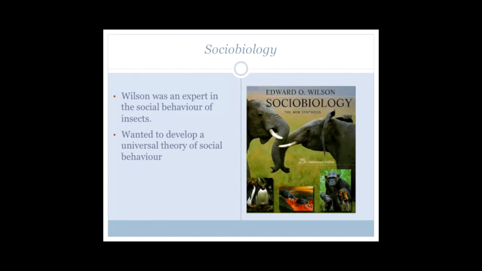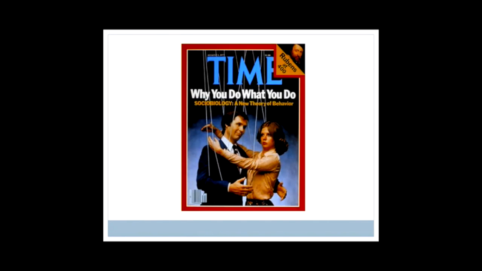And much to everybody's surprise, not least Wilson's own surprise, it was a runaway bestseller. People couldn't get enough of sociobiology because it seemed to answer some of the big questions about what it was to be a human being, what it was to have human nature, what it was that caused us to behave in the way that we behaved. We can see just how much it impacted upon US and European culture by looking at things like this, which is the front page in 1977 of Time magazine. Why do you do what you do? Sociobiology, a new theory of behaviour.